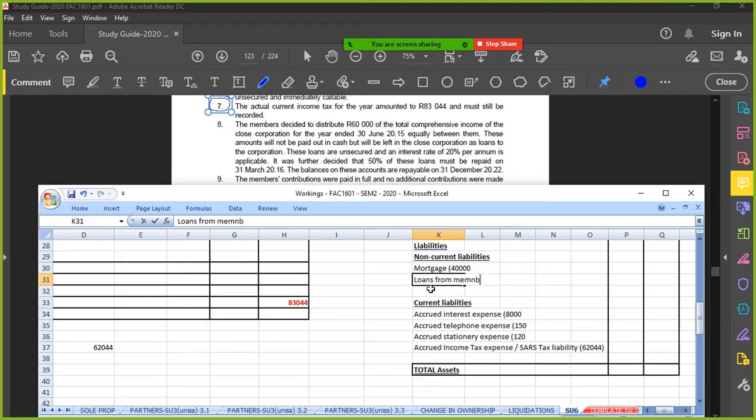Loans from members, in brackets, 30 plus 30, minus. How much is short-term? These loans are unsecured, interest is 20%. It was further decided that 50% of these loans must be repaid. 50% is half the loans. Half the loans must be repaid on March 16, which is next year. So minus half the loans, so minus 15, minus 15. Half the loans are short term.